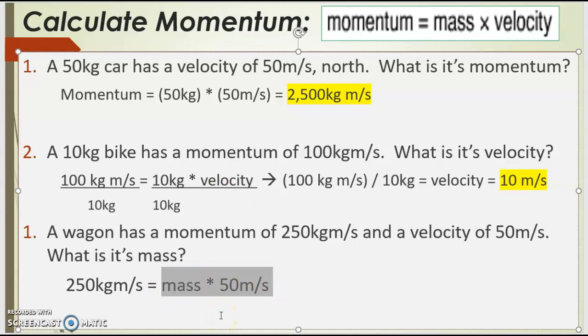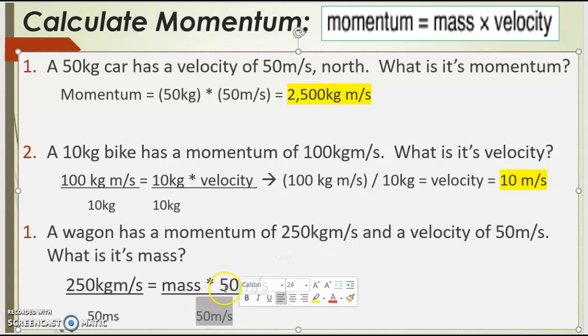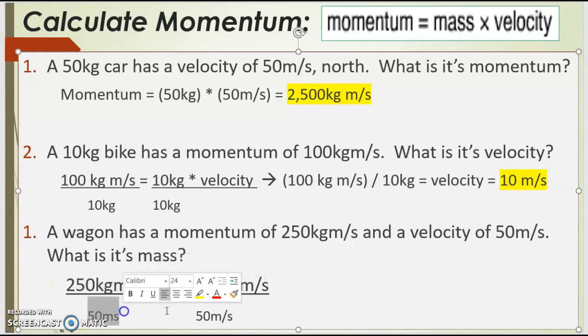These are multiplying. The opposite math is division. And so we're going to divide both sides by 50 meters per second, right? And the reason we do that is so that we can cancel out this 50 and this 50. So 50 divided by 50 is 1. Mass times 1 is just mass, right? On this side we have 250 divided by 50.